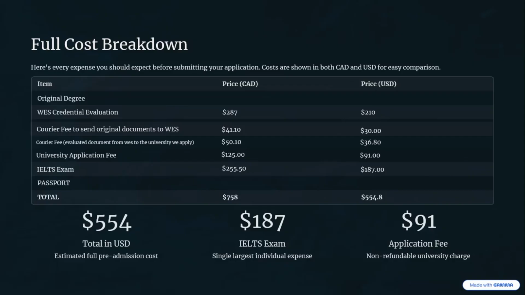So the first item on the list is going to be your original degree, if you don't have it. But after that, it's going to be the WES credential evaluation. You have to pay $210 United States dollars, or in CAD the price is going to be $287. So as you're applying for WES evaluation, you're going to have costs related to WES as well.